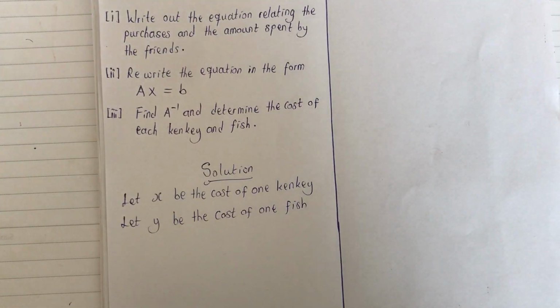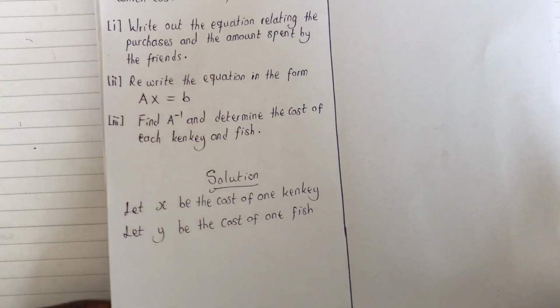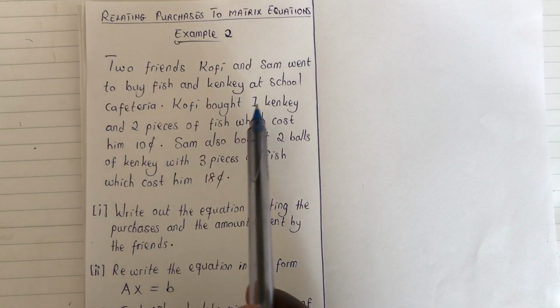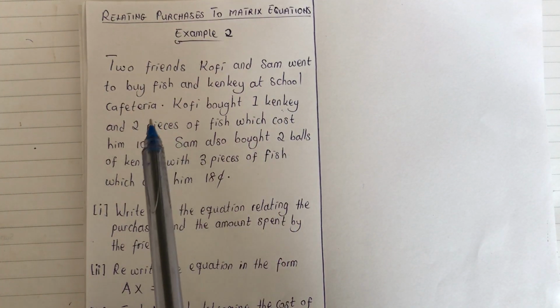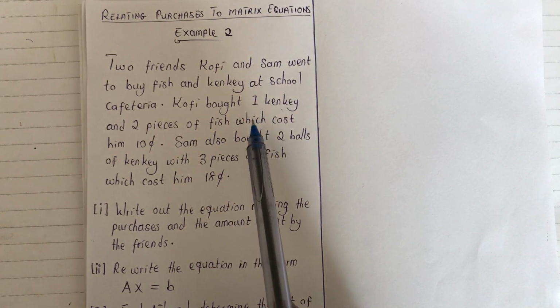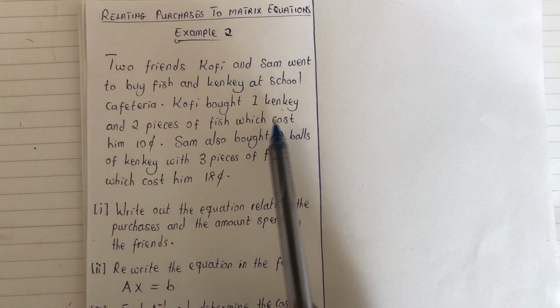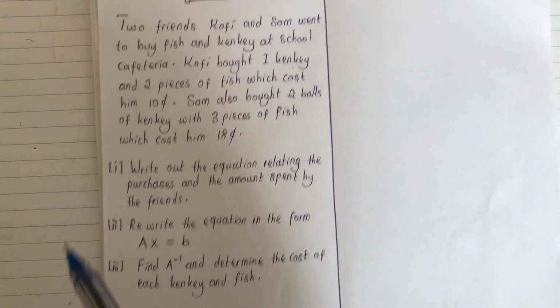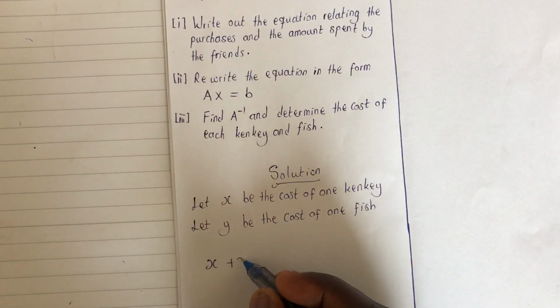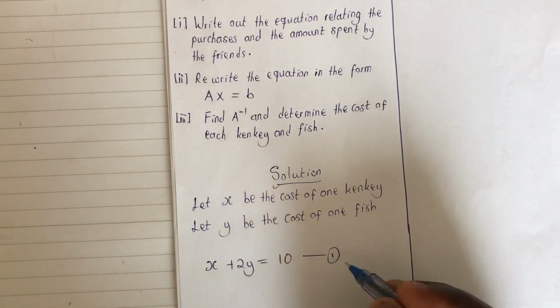Now the next thing to do is to write the equation relating to the purchases. Since we have X representing the cost of 1 kinky, which we don't know, we go back to the question and read it from there. The question says Kofi bought 1 kinky and 2 pieces of fish. So 1 kinky means 1x, which is the same as x. So x plus 2y, which is 2 pieces of fish, equals the cost. The cost is 10 cedis. So here we have x plus 2y equals 10. And this is equation 1.